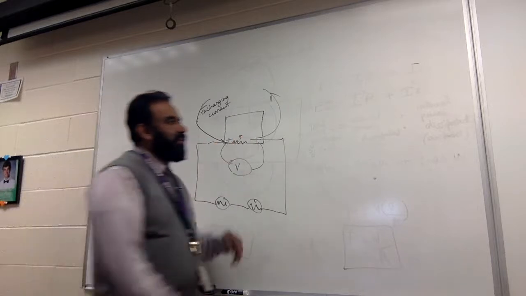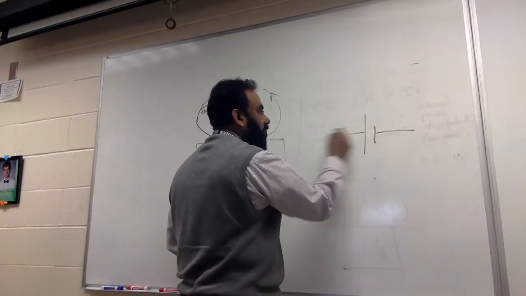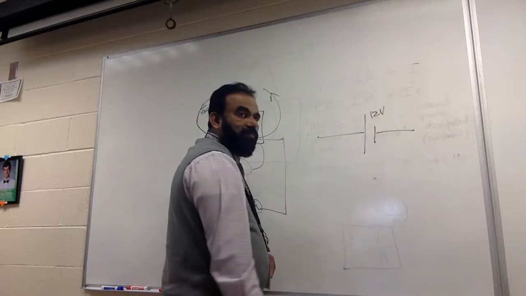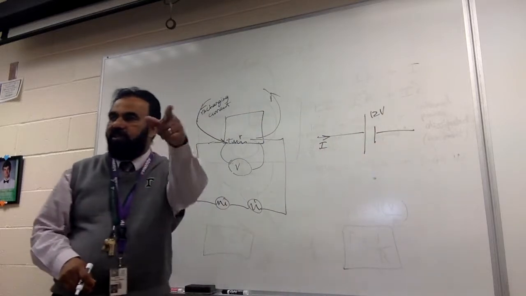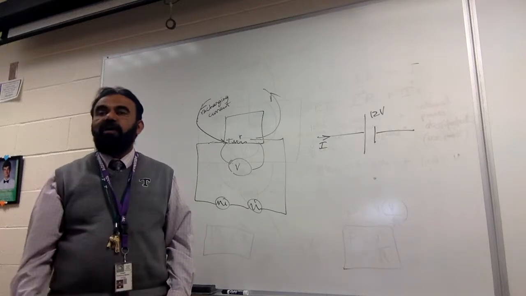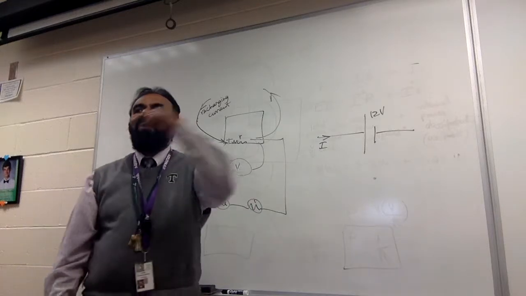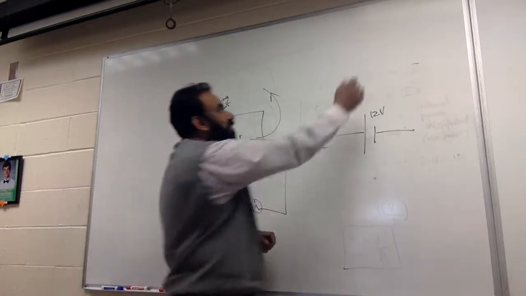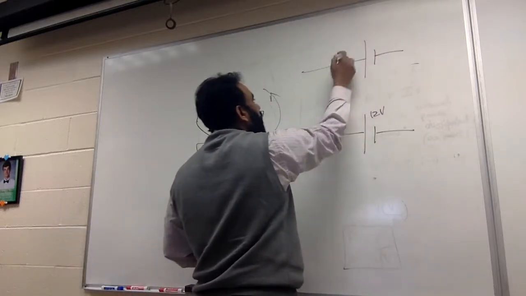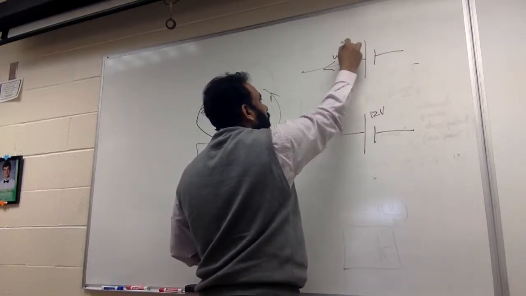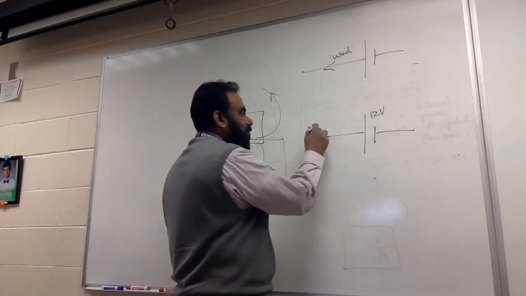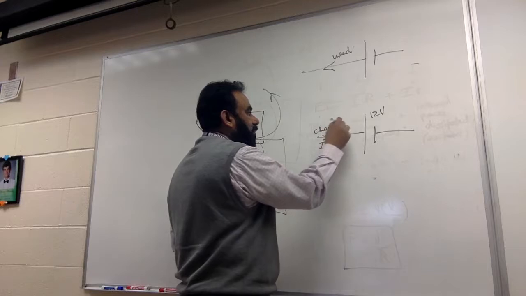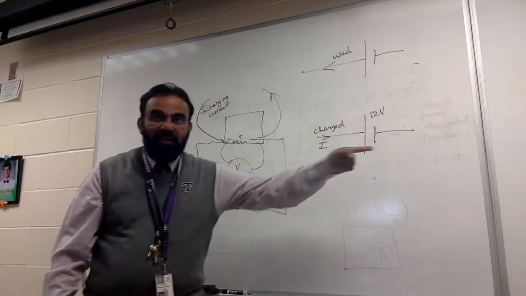So let me draw it again. This is the battery, 12 volts. The current is now going that way because you're forcing it. Normally how will the current flow? It will go out of the cell, right? So when the cell is being used, the current comes out. When the cell is being charged, the current goes in.